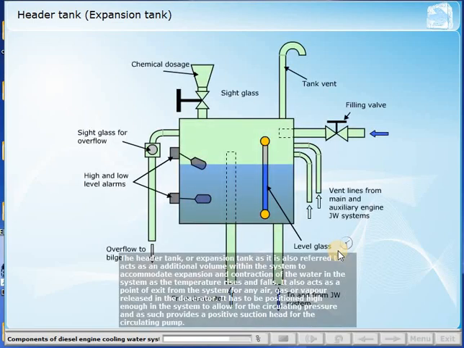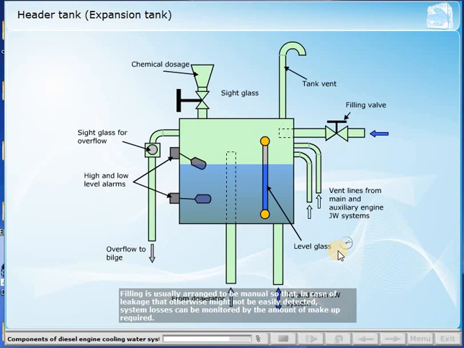The header tank, or expansion tank as it is also referred to, acts as an additional volume within the system to accommodate expansion and contraction of the water in the system as the temperature rises and falls. It also acts as a point of exit from the system for any air, gas or vapour released in the deaerator. It has to be positioned high enough in the system to allow for the circulating pressure, and as such provides a positive suction head for the circulating pump. Filling is usually arranged to be manual, so that in case of leakage that otherwise might not be easily detected, system losses can be monitored by the amount of make-up required.